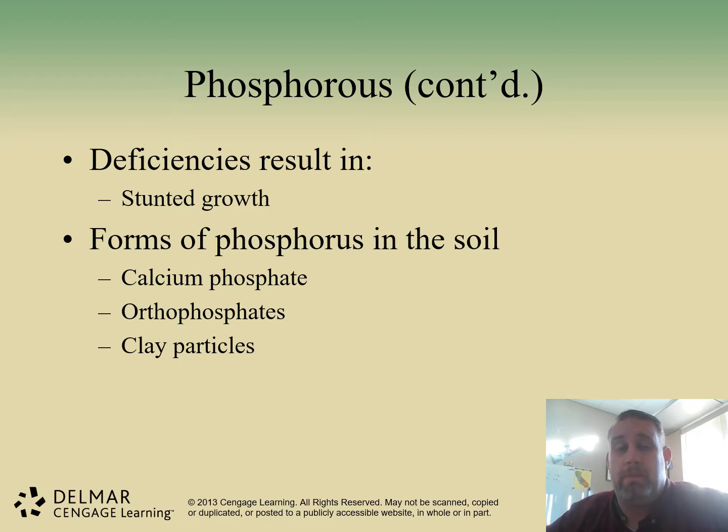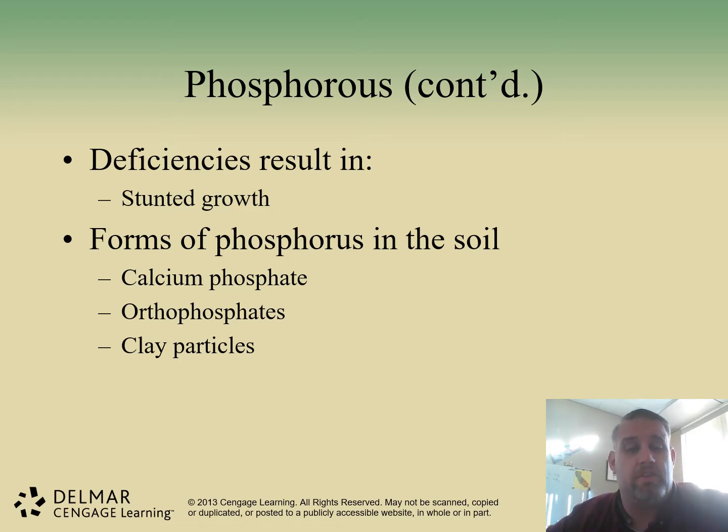So things that could be happening due to lack of phosphorus is stunted growth, and one of the telltale signs of a lack of phosphorus is purple plants. So if you start to see a purple coloring in plants, then you probably have a phosphorus deficiency.